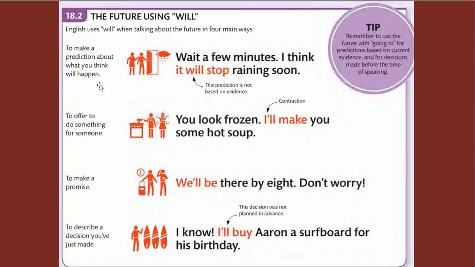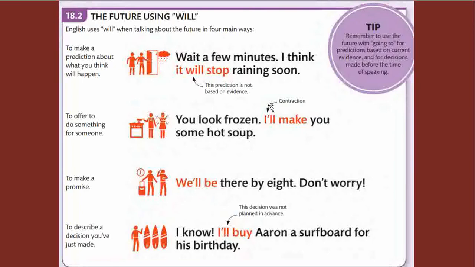The next pointer that we are going to take down is that will is used to offer to do something for someone. Kindly take it down. To offer to do something for someone. For example, you look frozen. I'll make you some hot soup.